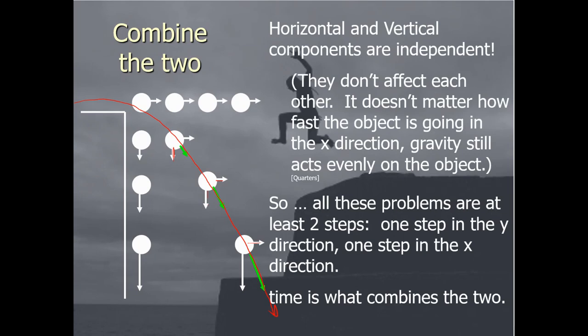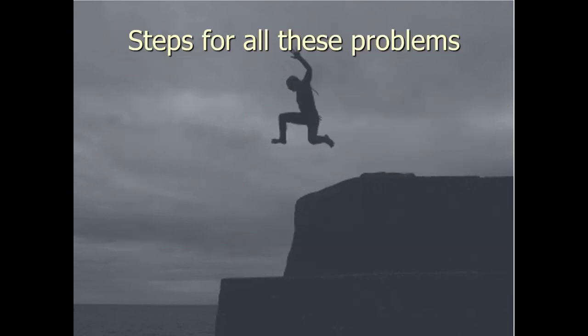So all of these problems are going to become two steps. Every time we have another dimension added, we are going to add a step. So we're going to have a step in the y direction, but then we'll also have a second step in the x direction. And the thing that combines the two of those is going to be the time. It takes the ball the same amount of time to go from here in the x direction over to here as it does for the ball to go from here in the y direction down to here. Those two things are together.